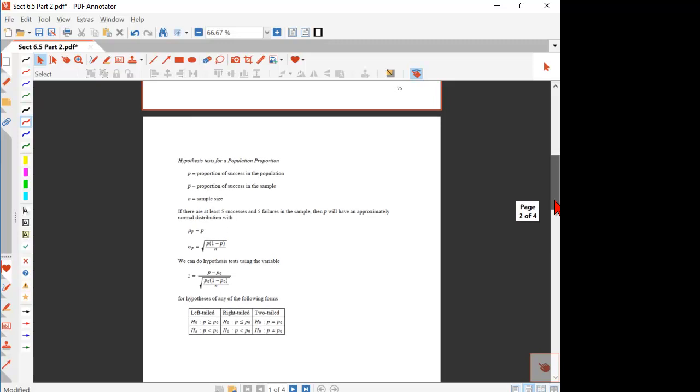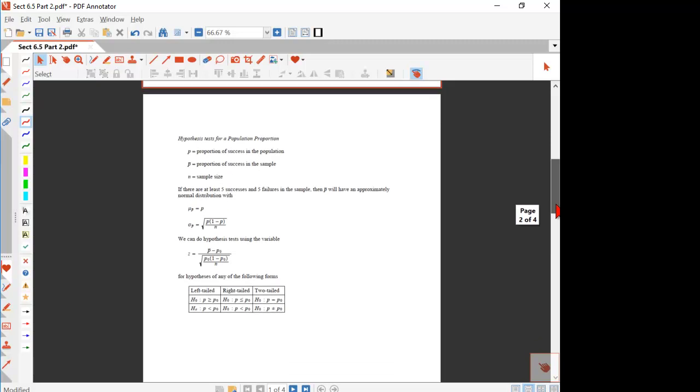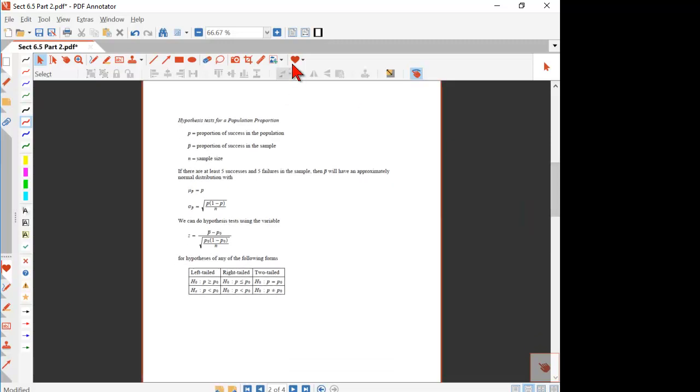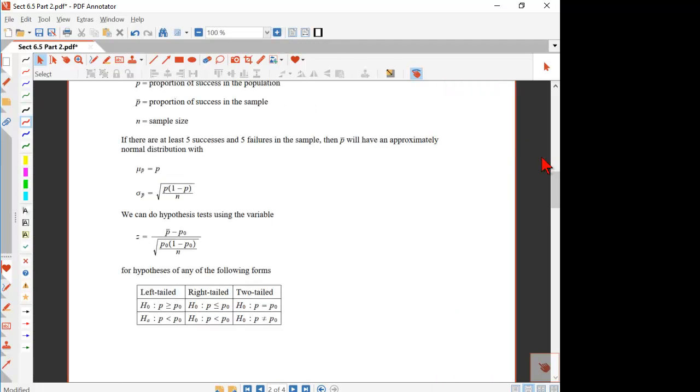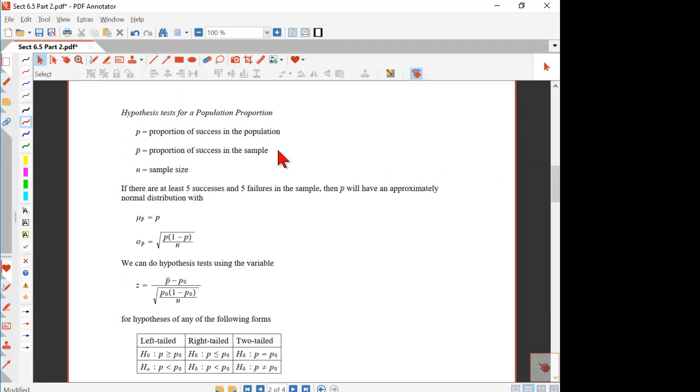This one's going to be for a population proportion rather than for a population mean. So let's get a little background on that before we go to the example. The notation here is the variable p by itself is going to stand for the population proportion, the proportion of successes in the population. If I put a bar over it, p bar refers to the same thing but in the sample, and as always, n is the sample size.